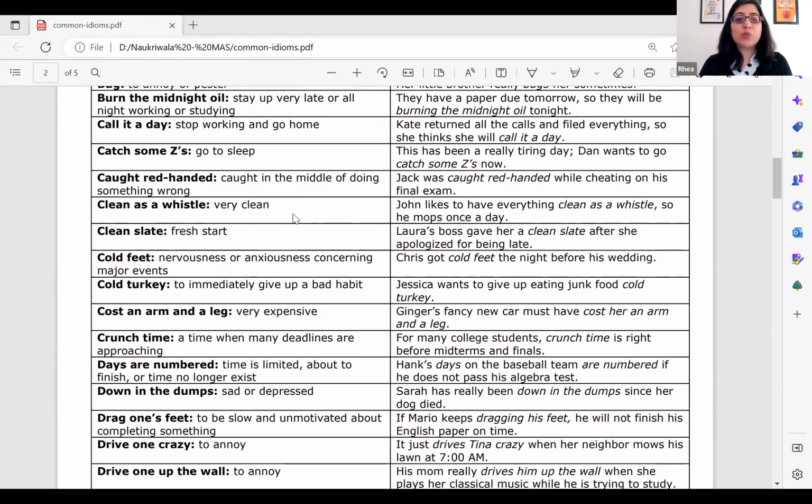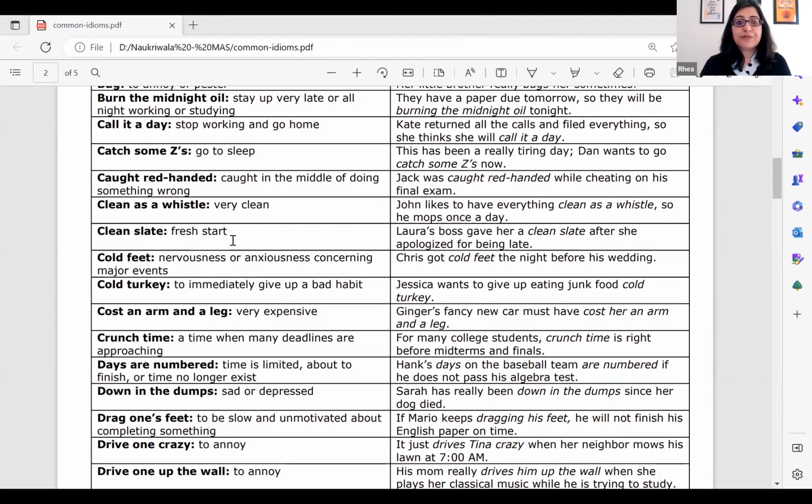Okay, clean as a whistle. That means very, very clean. So John likes to have everything clean as a whistle, so he mops once a day. Okay, clean as a whistle means extremely clean.